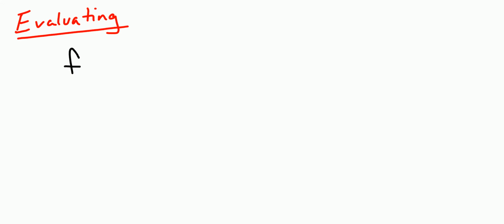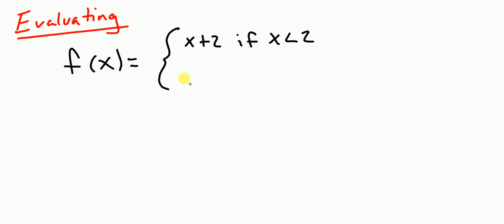Okay, so let's look at evaluating. Right, so in my first example, we have f of x equals x plus 2 if x is less than 2, and we have 2x plus 1 if x is greater than or equal to 2.